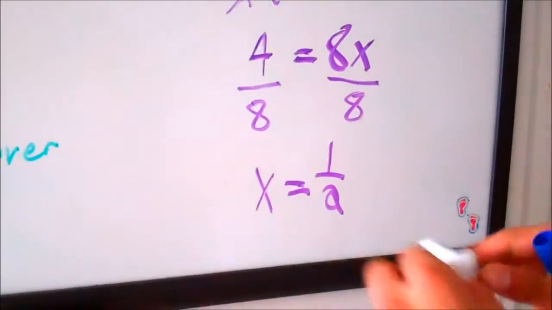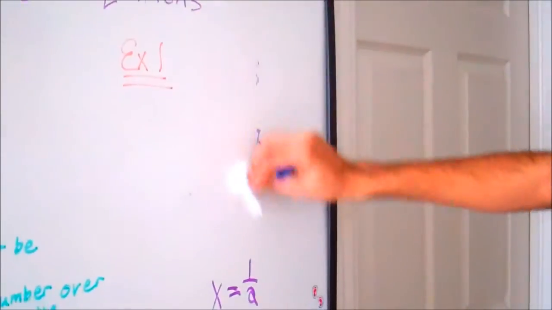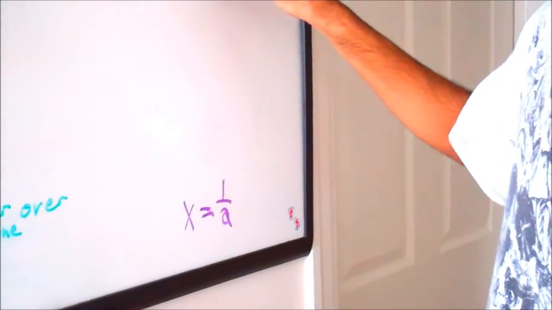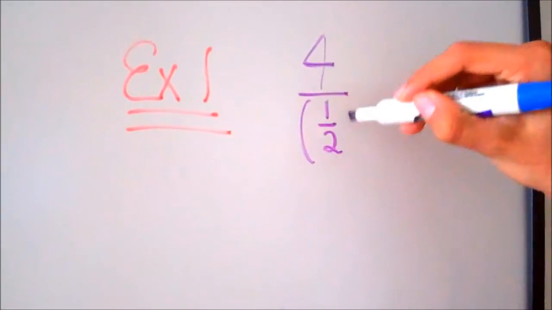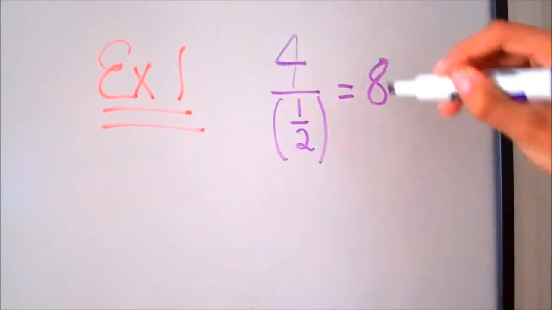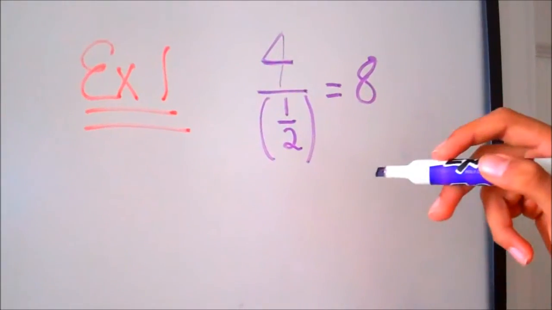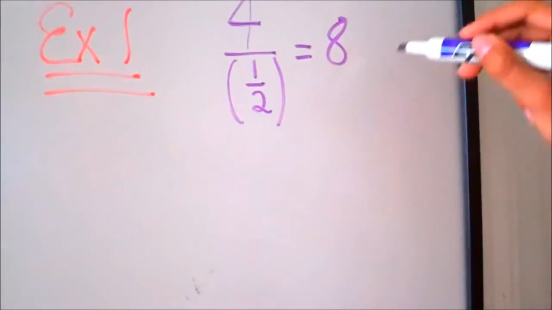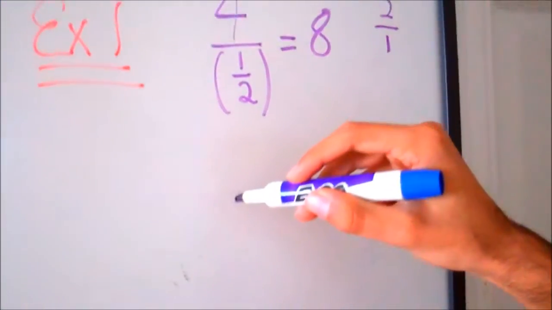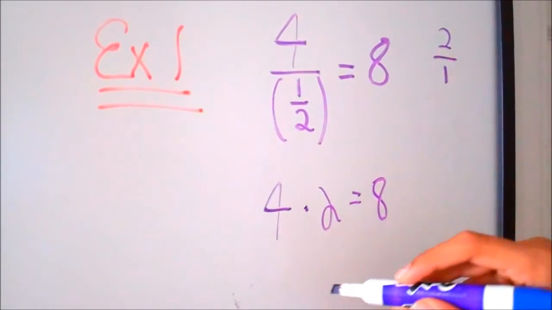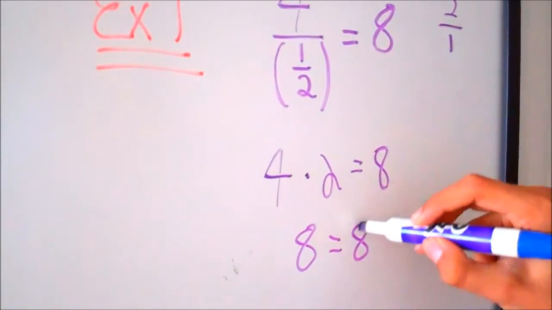Now, if we want to go back and check that, we will have to sub in x for 1 over 2. Now, 1 over 2 is equal to x, so we go 4 over 1 over 2 is equal to 8. Whenever you're dividing by a fraction, you can always multiply by its inverse reciprocal. So, the inverse of 1 over 2 would be 2 over 1. So, I could go 4 times 2 is equal to 8. 8 is equal to 8. And that is our simple example number 1.